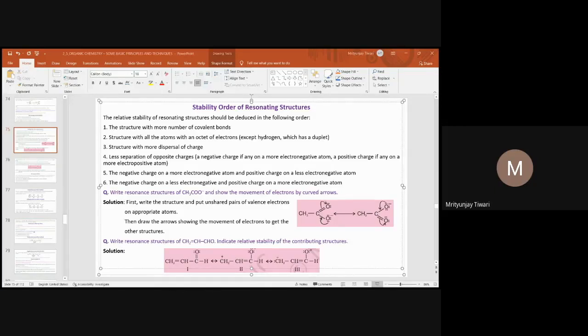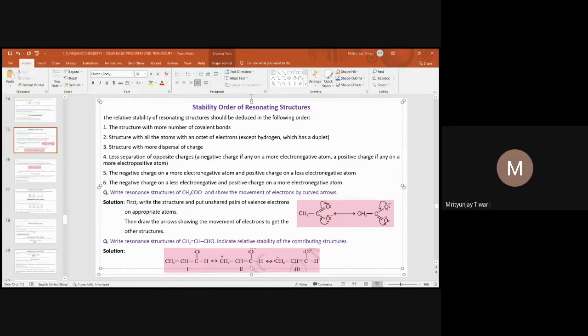Additionally, what we can see is that structure 1 contains a carbon atom with an incomplete octet, and structure 2 contains a positive charge on the oxygen atom. In this structure we see a positive charge on a more electronegative oxygen atom, and as electronegative atoms don't like to carry positive charge, this will also be less contributing. Another point is that the separation of charge is also there.